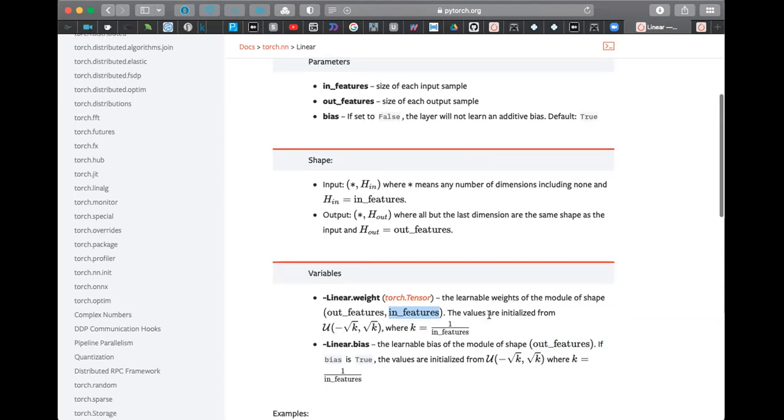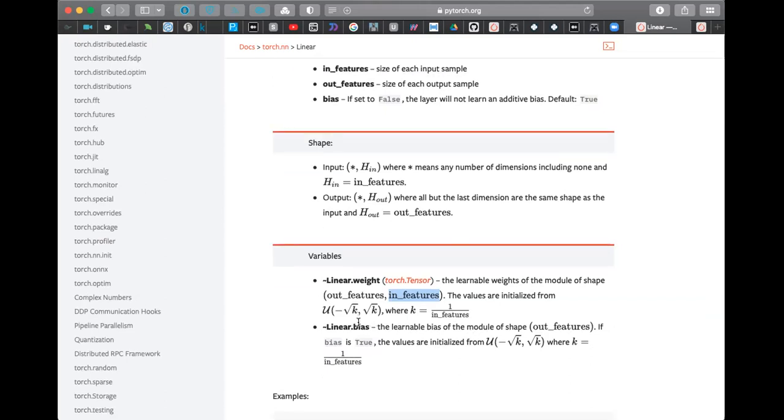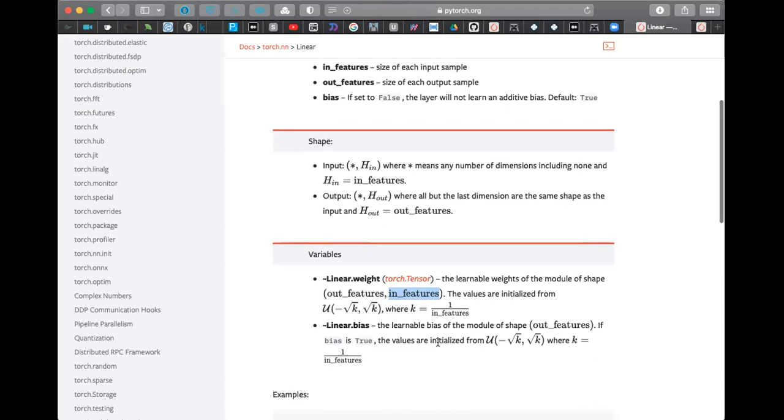So the values of the weight are initialized from this range, minus this, where k is 1 over input features. This is how the linear model calculates our weight. Also the bias should be of the shape, okay, the shape is only output features. So the shape of bias will be output features only, and its value is also initialized from this formula where k equals, so this is what I wanted.